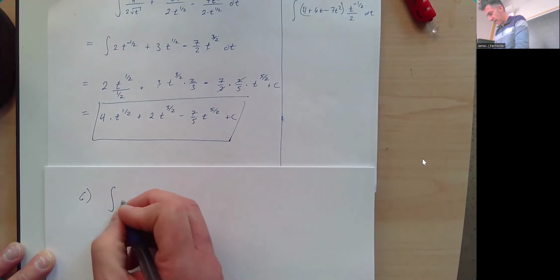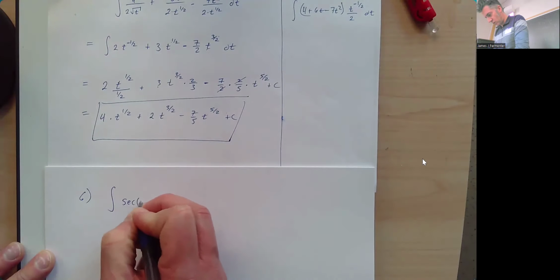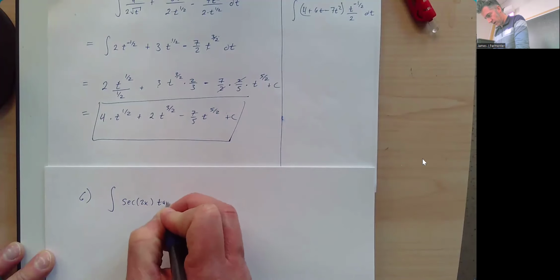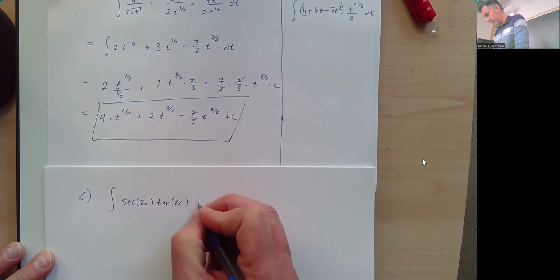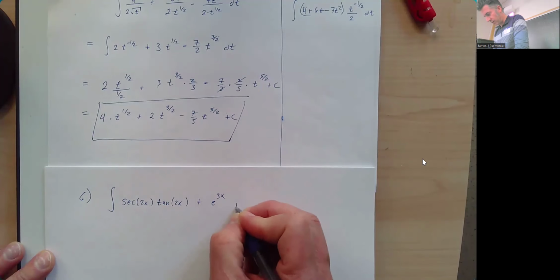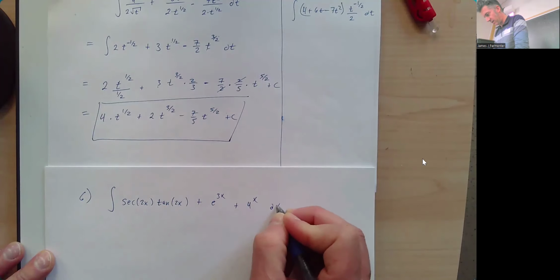All right, next one is the antiderivative of secant of 2x times tangent of 2x plus e to the 3x plus 4 to the x. And yeah, this one's a little tough, I'm not going to lie.